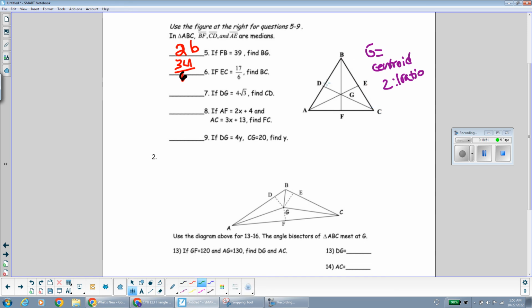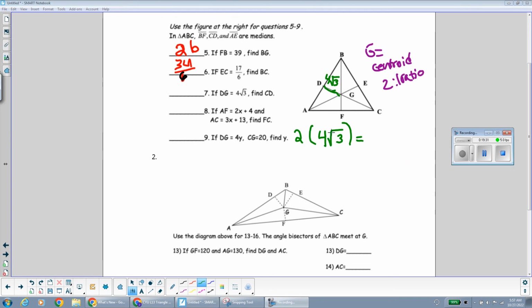If DG is 4 radical 3, find CD. So DG is the 1 part of the ratio. CG is the longer part of the median, so that's the 2 part of the ratio. So the 1 part of the ratio, if we double it, we get the 2 part of the ratio.